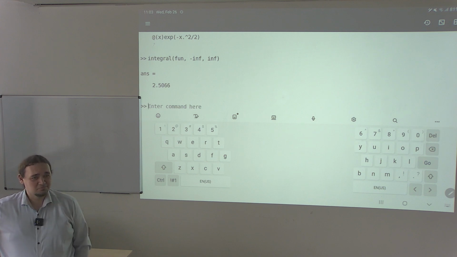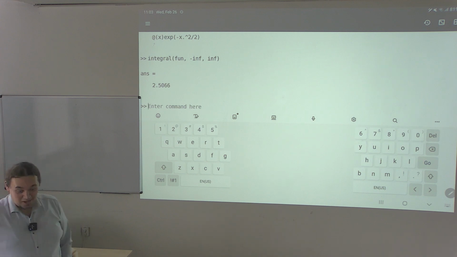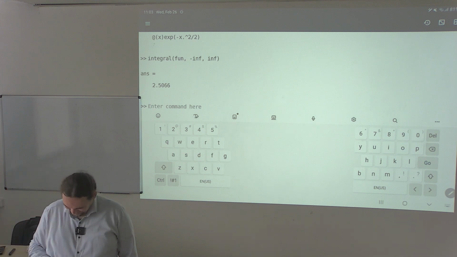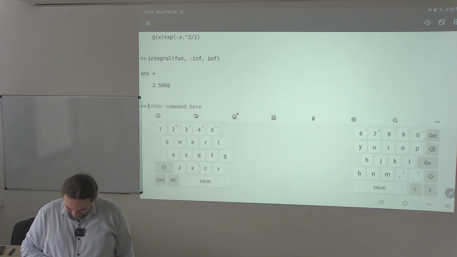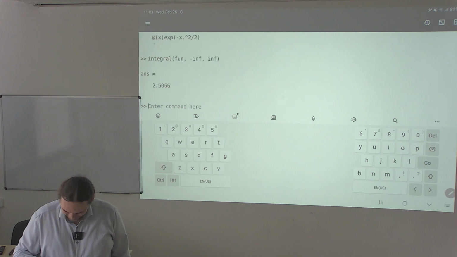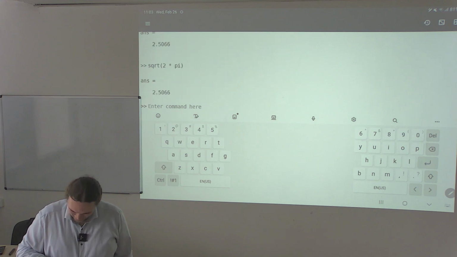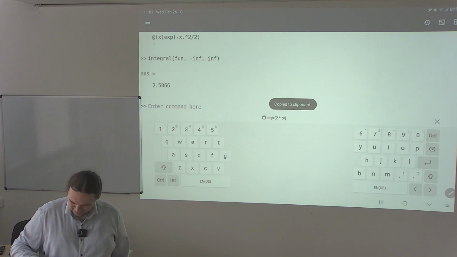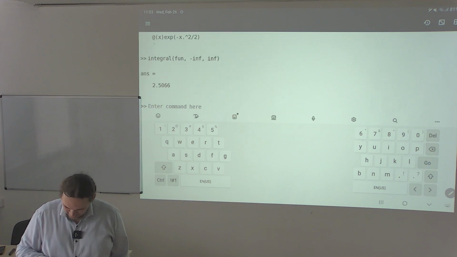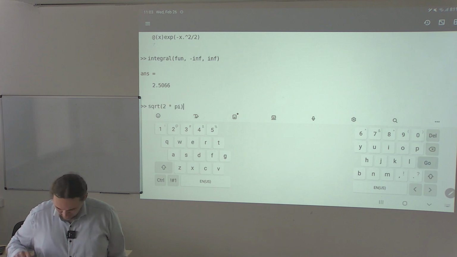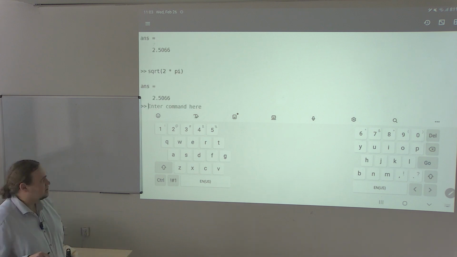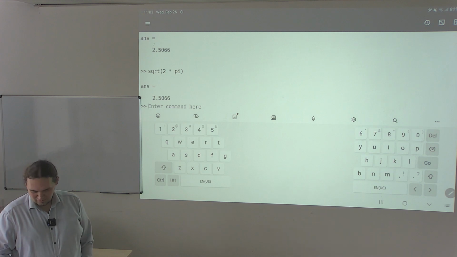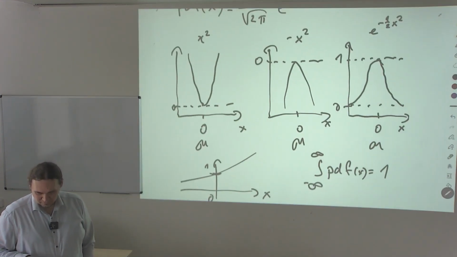Why is it not 1? Can we help it? Because the coefficient, like the square root of 2 times... Exactly. So what if I take the square root of 2 pi? You already see the answer, but just to show that I'm not cheating here, yes, we get exactly the same number, 2.5, and so on.